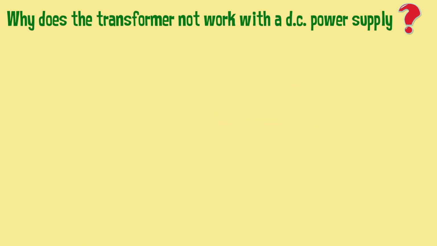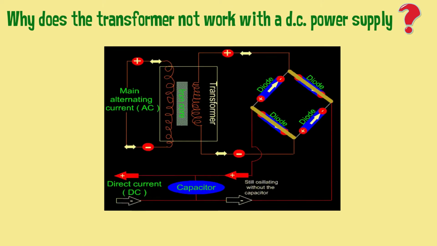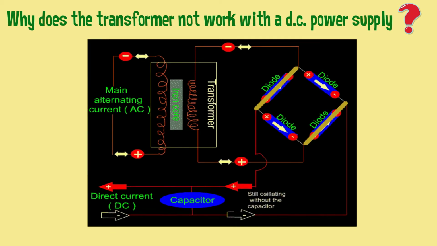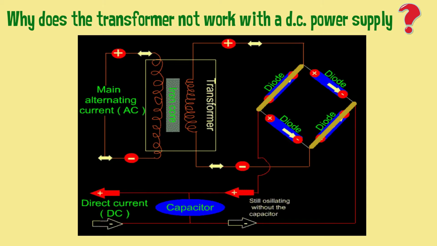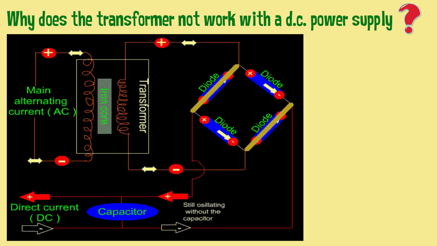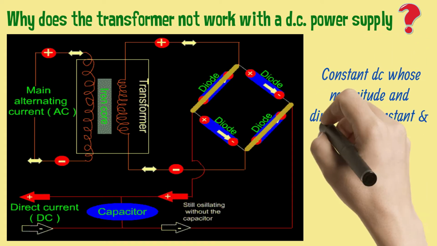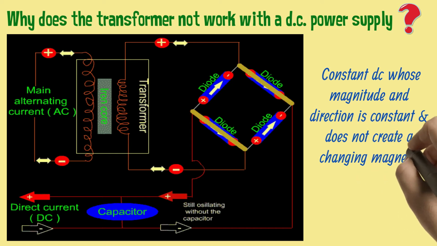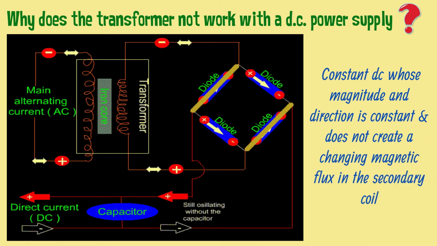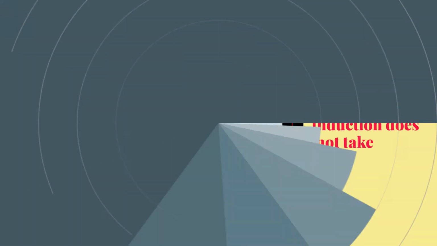The reason why the transformer does not work with a DC power supply is because current will only be induced in the secondary coil when there is a changing magnetic flux due to a changing primary current. A DC power supply gives a constant current in the primary circuit. This means that a constant direct current, whose magnitude and direction are constant, does not create a changing magnetic flux in the secondary coil. Therefore, electromagnetic induction does not take place.